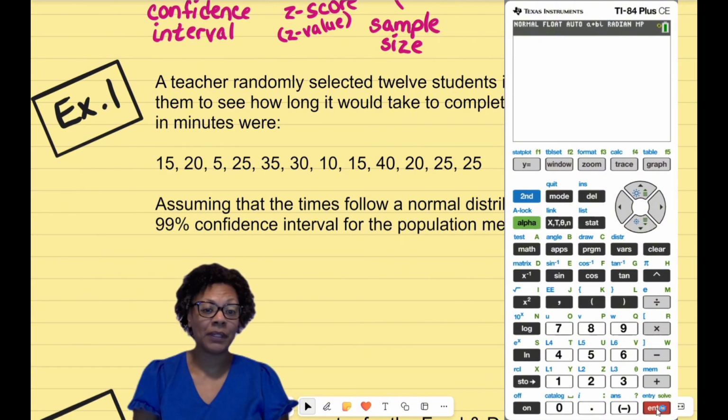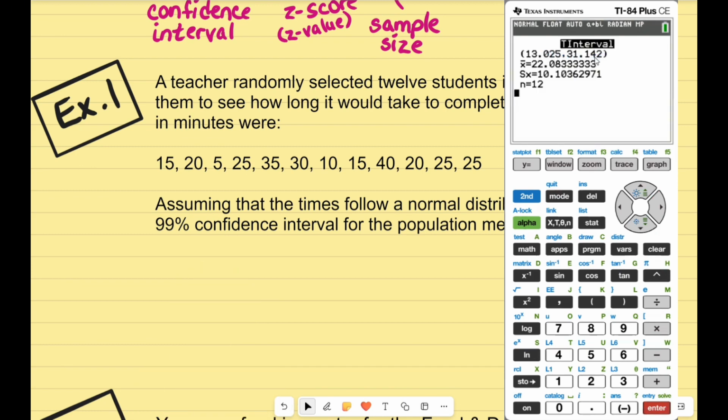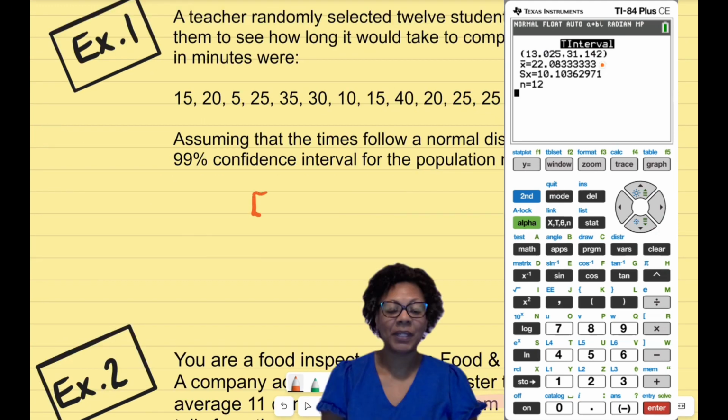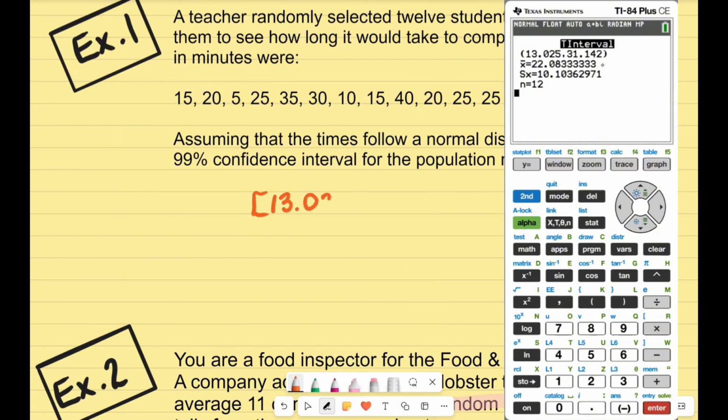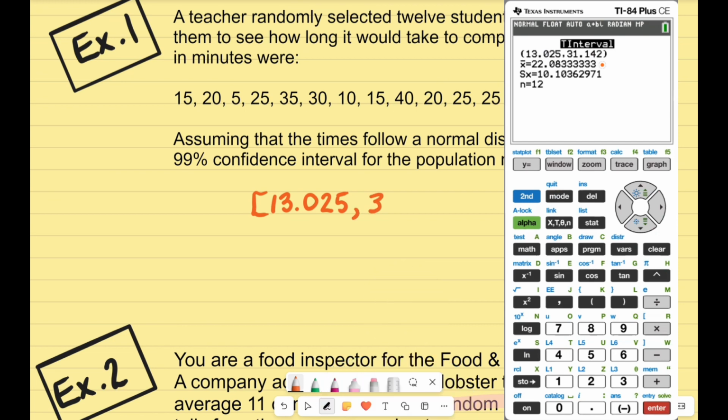This will now give us our confidence interval of 13.025, 31.142.